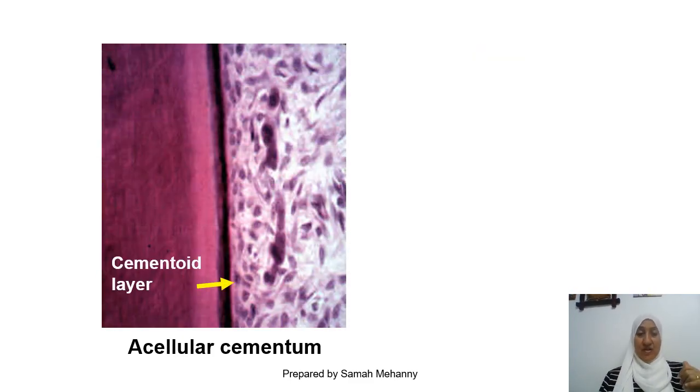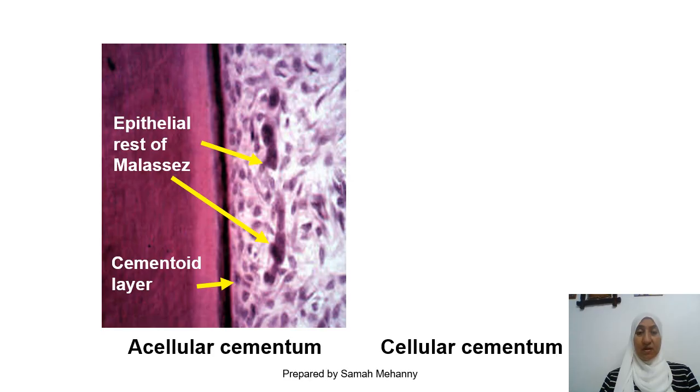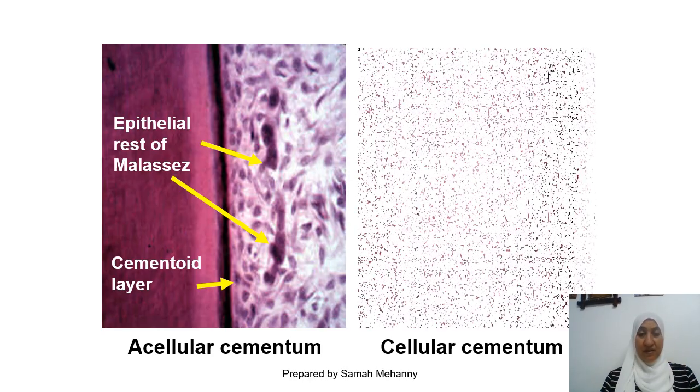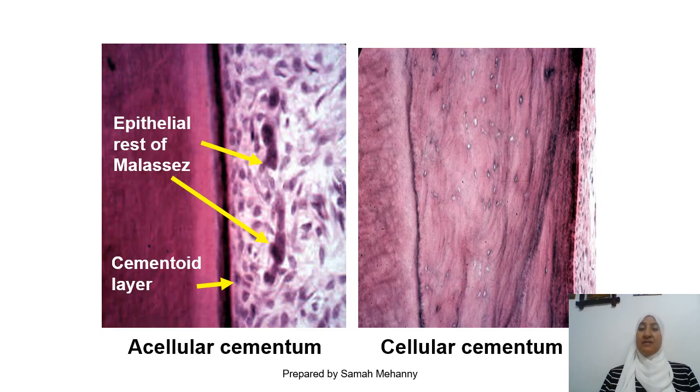The previous sections were ground sections, while this section is a decalcified section. As we see here again, the cementoid layer and the epithelial rests of Malassez, or rest cells. And this is the cellular cementum with lacunae of cementocytes. As you see here, the cementocytes exist in spaces.